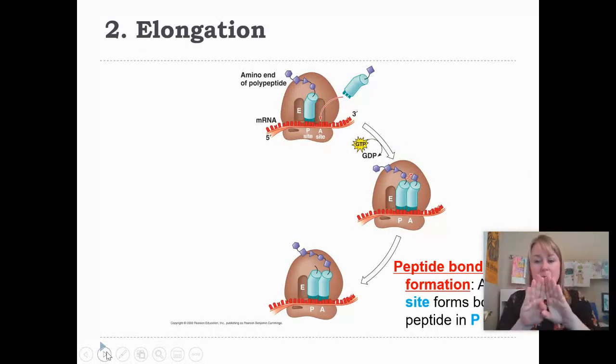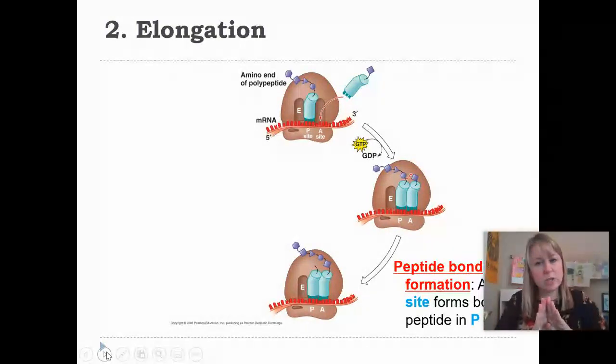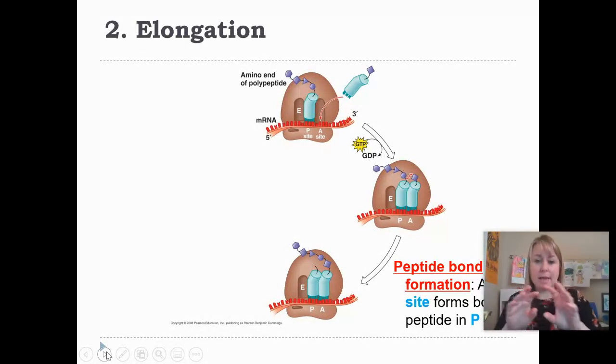Again, as soon as those amino acids get next to each other, there is that catalytic portion of the ribosome that initiates that peptide bond. It's going to remove a water between the carboxyl of one amino acid and the amino of the one next door, and that's what creates the peptide bond.